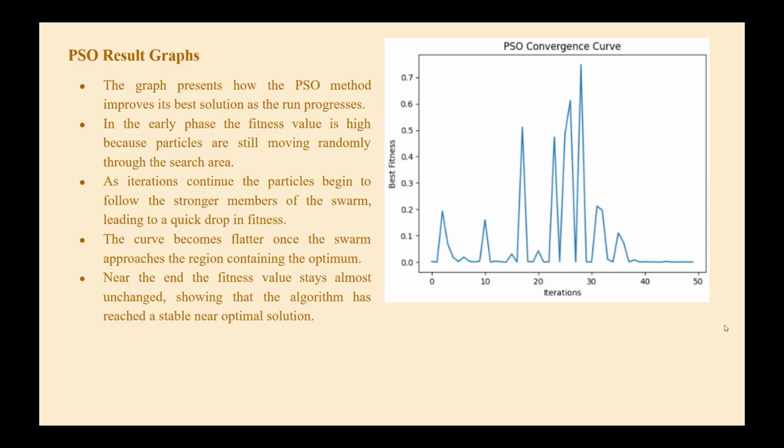And finally, we have the PSO convergence curve. It is the graph which shows us how the best fitness changes with the number of iterations. So we see that the curve changes between 20 to 30 iterations, which implies that the best position lies somewhere in between that.